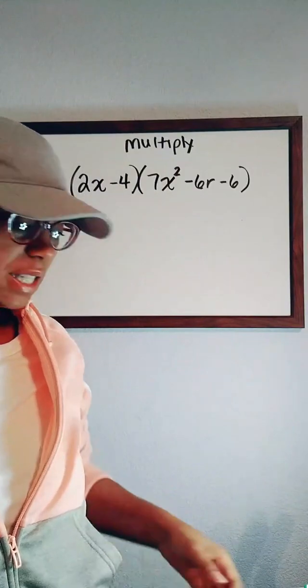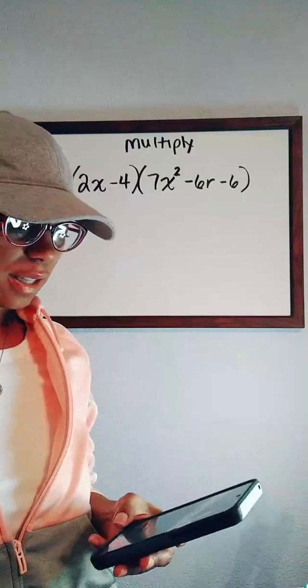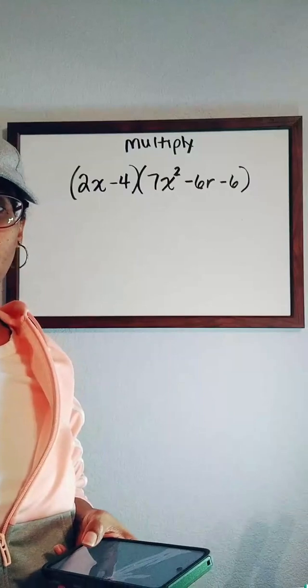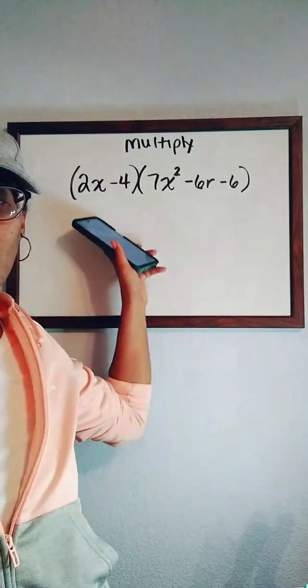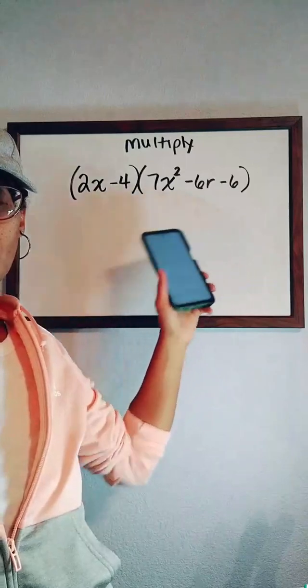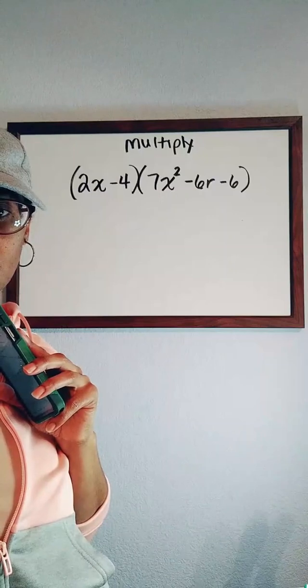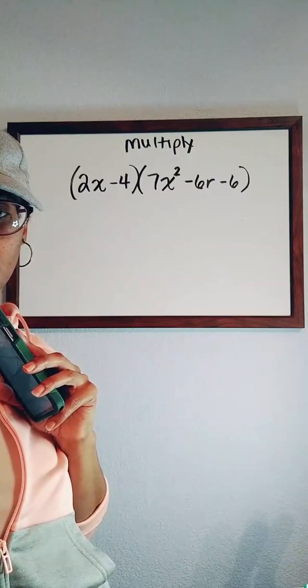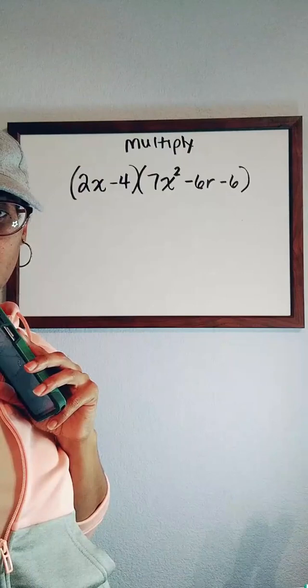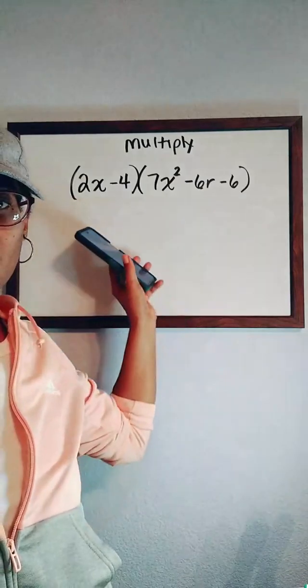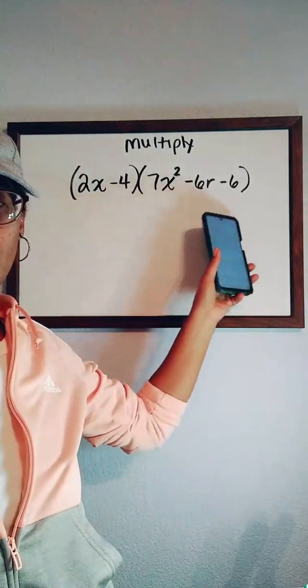Negative 77 for which part, Alexis? Are you trying to add them or are we multiplying? So you're going to multiply everything in the first one times everything in the second one. So remember, multiply everything in the first one times everything in the second one.